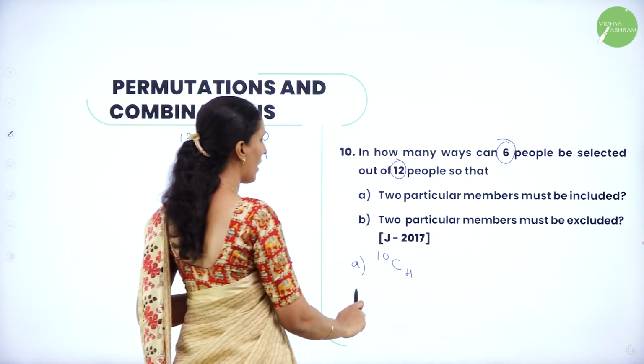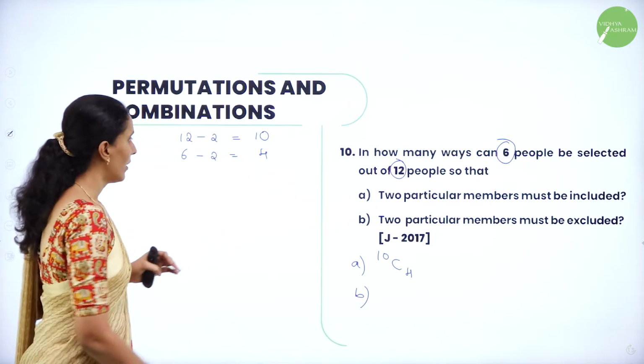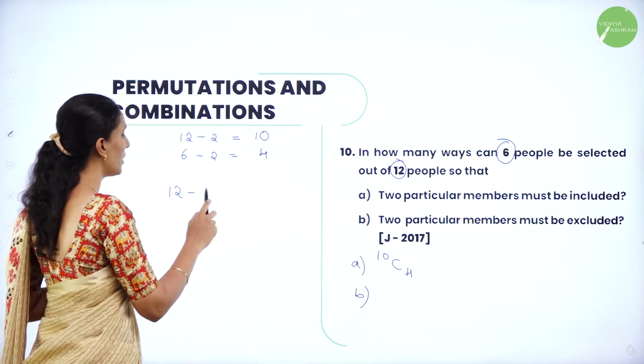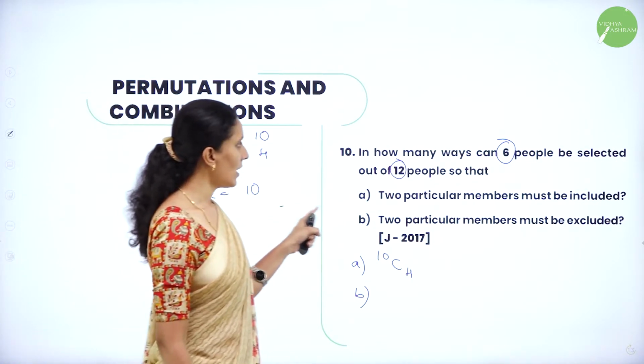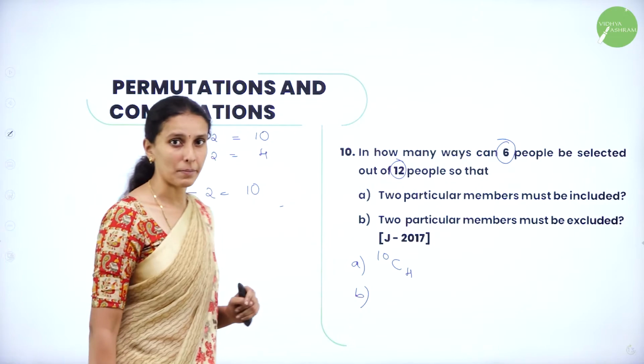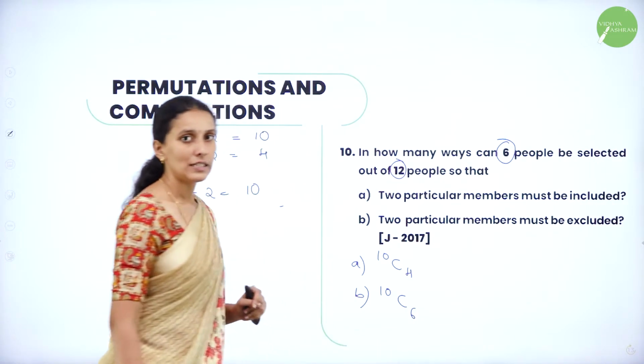Next, for the second one, 2 particular members must be excluded. That means out of 12, we need to exclude 2. So the remaining is only 10. And from the 10 members, we have to select 6 people. So therefore, the number of ways is 10C6.